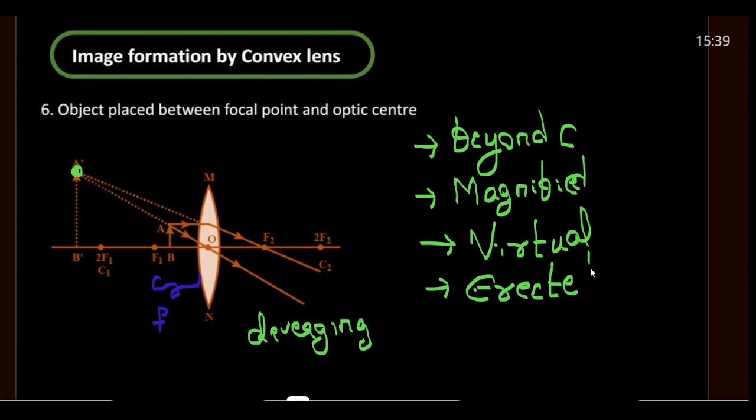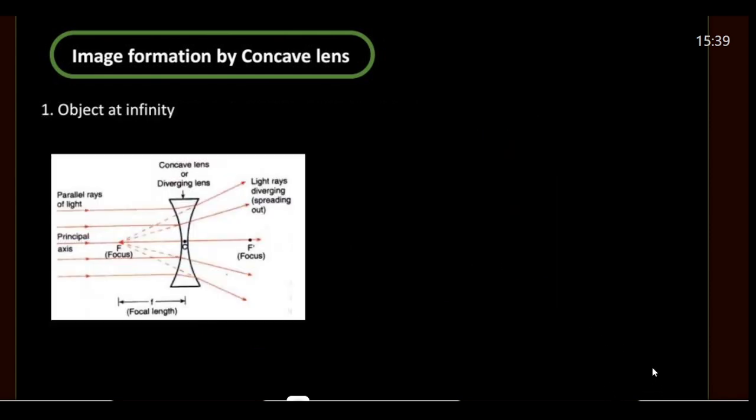So these are the characteristics of the image formed by the convex lens when we place the object between the focus and the optical center. These are the 6 cases we have completed for the convex lens. So now it's time for the concave lens. For the concave lens, we don't have 6 cases, we only have 2 cases: when we place the object at infinity and at finite distance, same as the convex mirror in spherical mirrors. So the concave mirror is similar to the convex lens, and the convex mirror is similar to the concave lens.